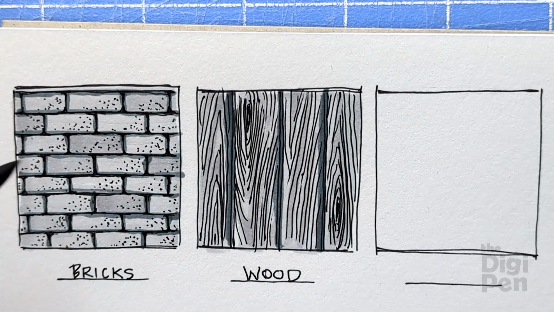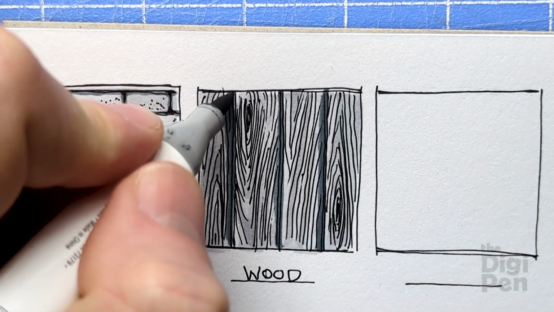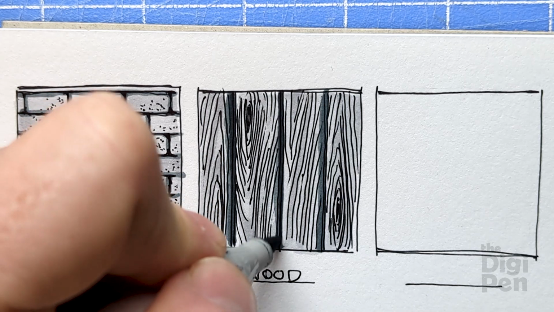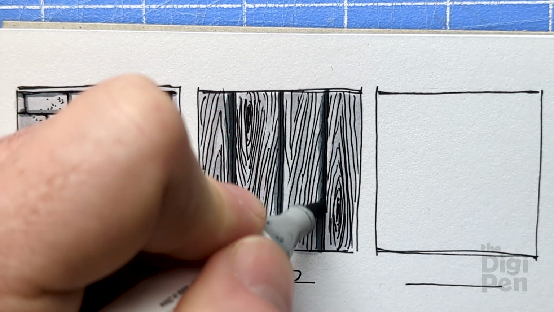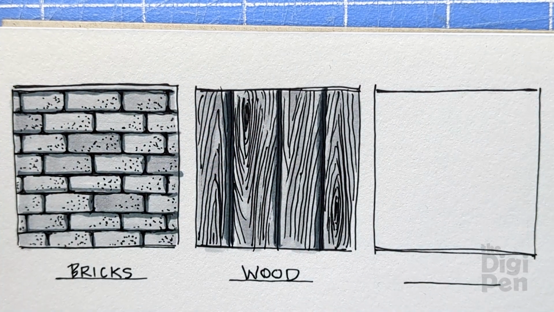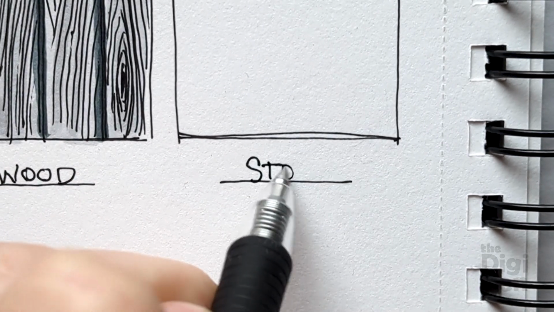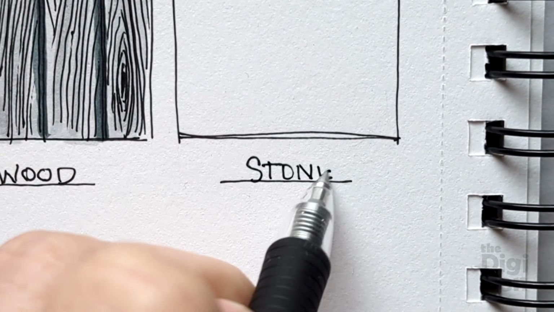Now, the very last thing I'll do is grab my darkest gray and just darken up the areas in between each board. This is just going to give another layer of depth. The final texture, we're going to draw some stone. And this one is pretty simple.